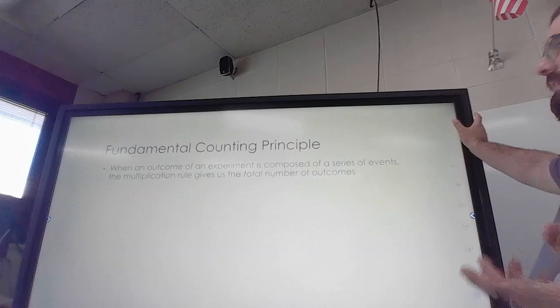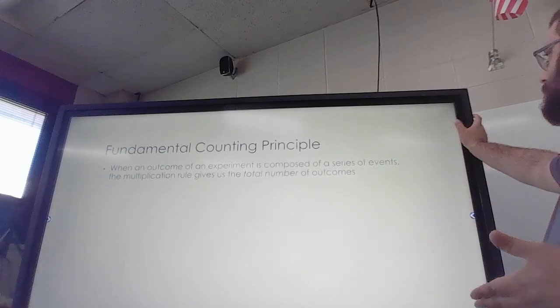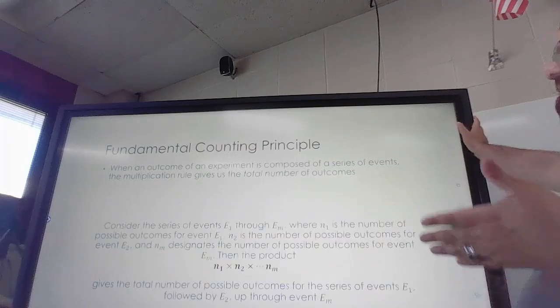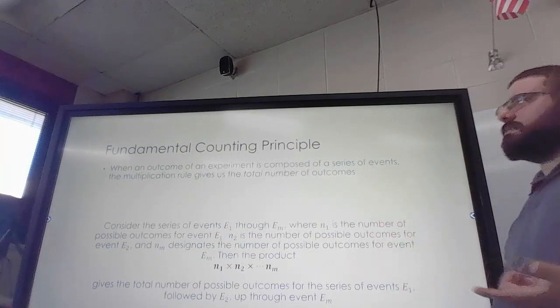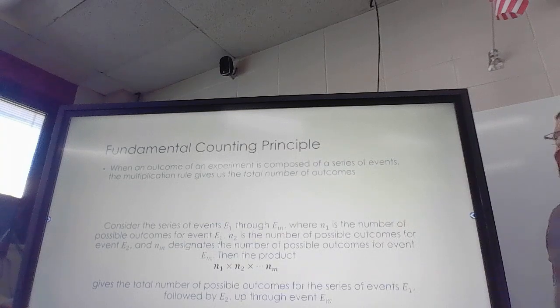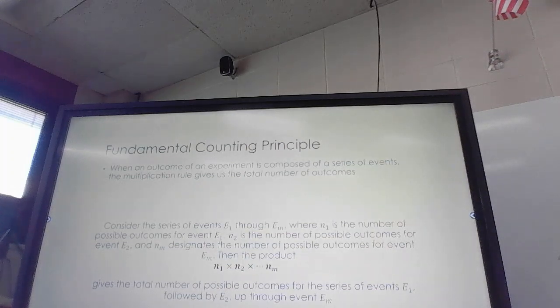That's if you have a series of events, and each event has a certain number of outcomes. Then this multiplication rule, the fundamental counting principle, can tell us the total number of outcomes that are possible across the entire series of events. So here's the technical definition.